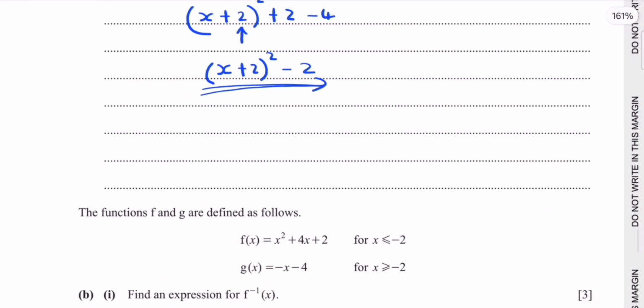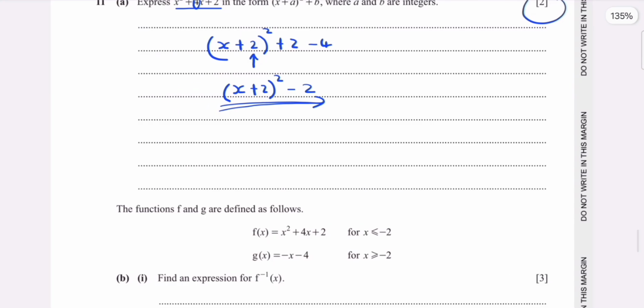And the next part is saying the functions f and g are defined as follows. F of x is x squared plus 4x plus 2, which is the same as this, for x being less than or equal to minus 2, and g of x is equal to minus x minus 4, for x being greater than or equal to minus 2. And B part 1 says find the expression for the inverse of f of x.